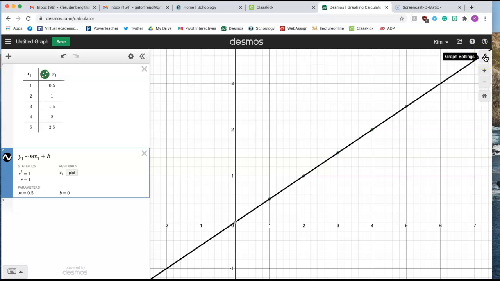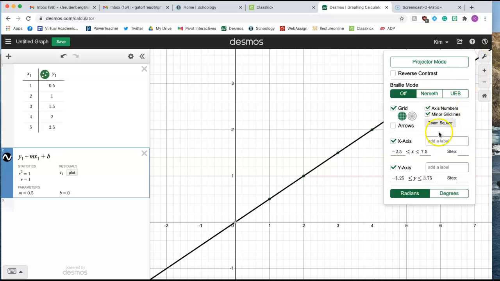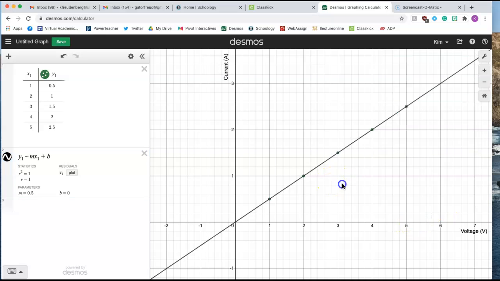Then remember you want to put your labels on, so go to this wrench up here on the right, and if you open this up, my x-axis was voltage, measured in volts, and my y-axis was current, measured in amps, capital A. So there is my graph.